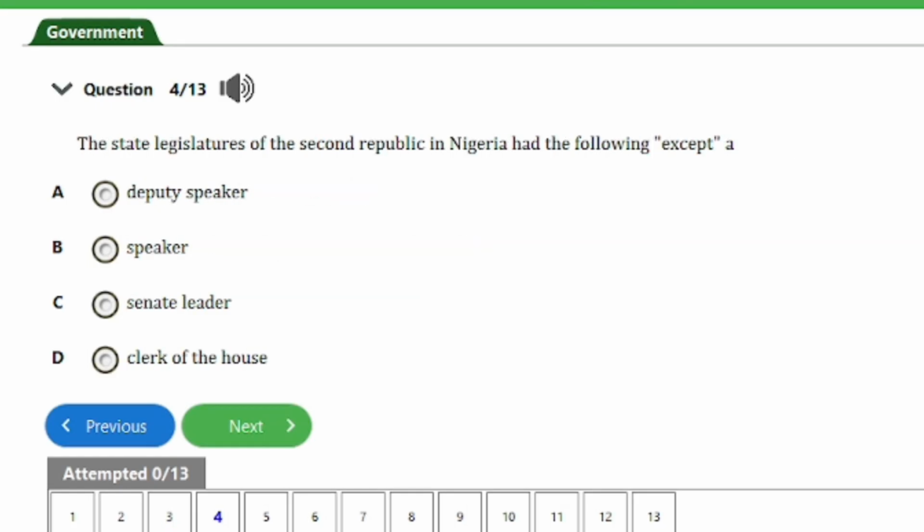So here is the next question, question number 4. It says, the state legislatures of the Second Republic in Nigeria had the following except A. Deputy Speaker, B. Speaker, C. Senate Leader, D. Clerk of the House. So guys, the answer to this question is option C here. That's the Senate Leader. And that's it for this question. So let's head on to the next one, guys.